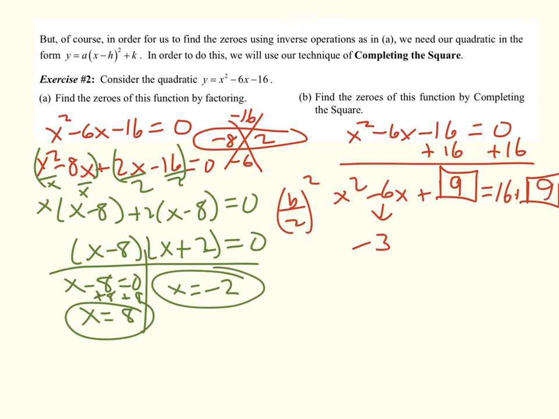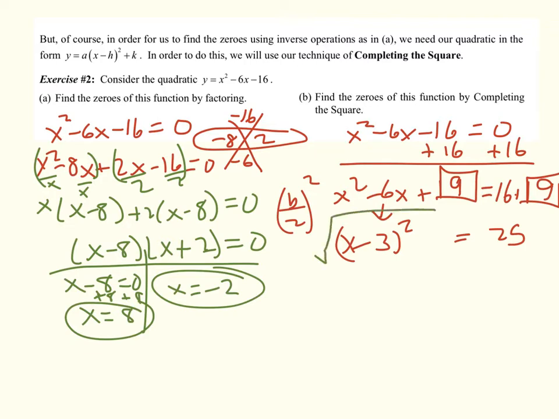Since I have a 1 out in front of the x squared, I add the 9 to both sides. So this side here, because I already wrote the x minus 3, I've got my square there. Just put it with an x inside parentheses. And the other side equals 25. And now we want to come up with the zeros, so we will do the method we just did.